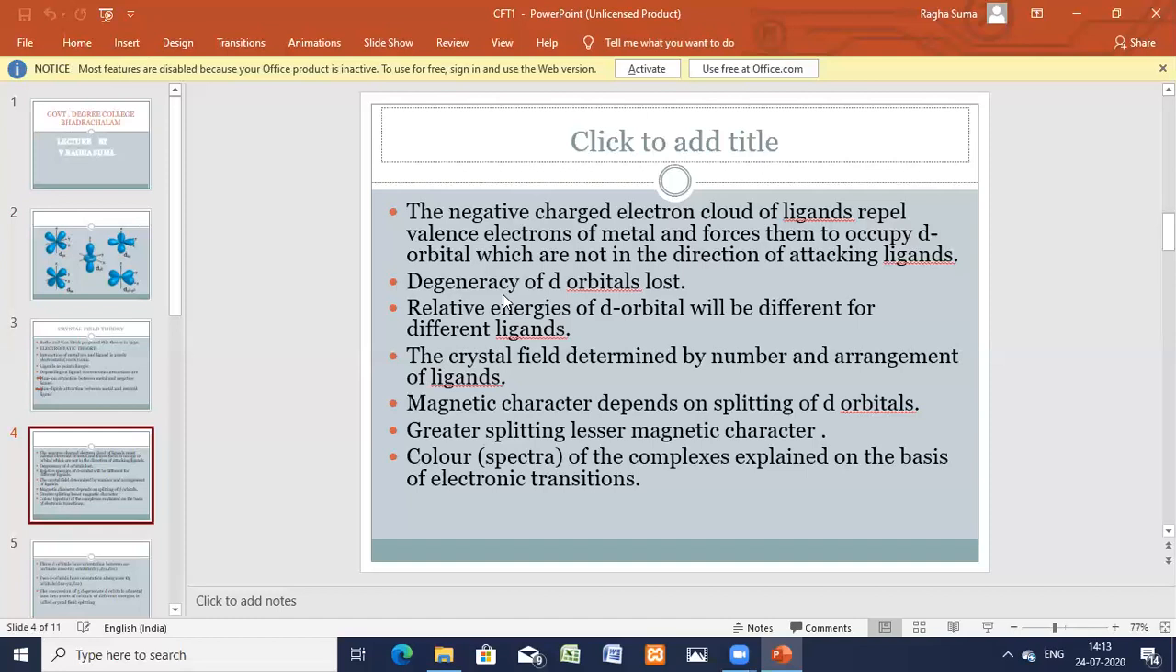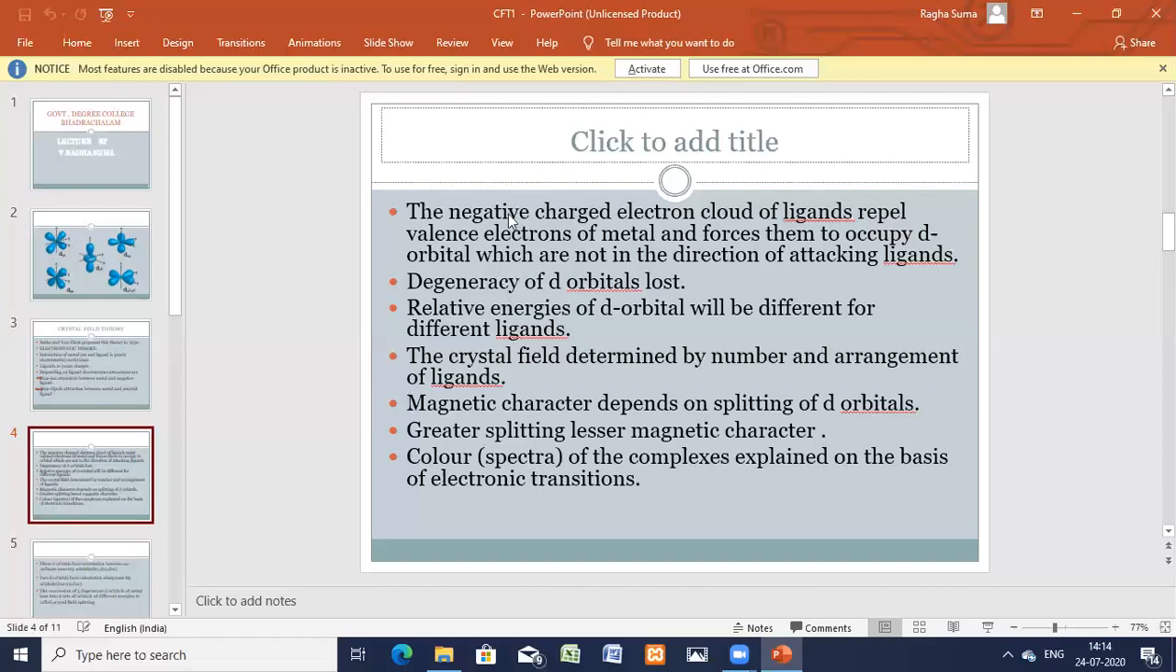But once a ligand approaches the metal atom, the 5 d orbitals change their energy. Some of them gain energy, some of them lose energy. So degeneracy is lost, and a difference in energy arises.